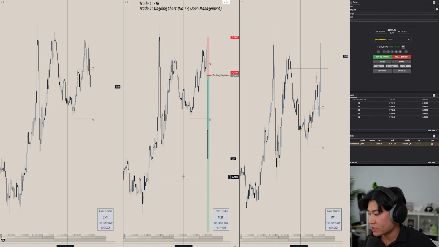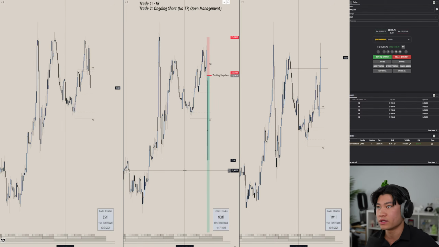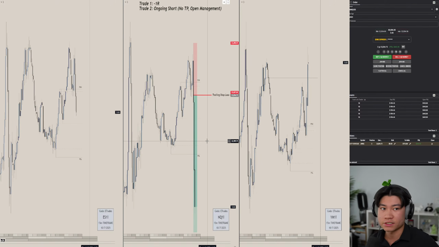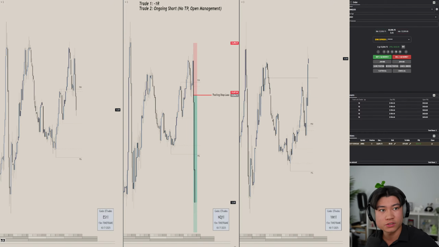But FTMO doesn't have micro Nasdaq. You can trade the derivative, which is on Nasdaq, it would be US 100, which is basically exactly the same thing. So I still do my analysis on the full contracts and then I just execute on the derivative and that does pretty much the same thing.